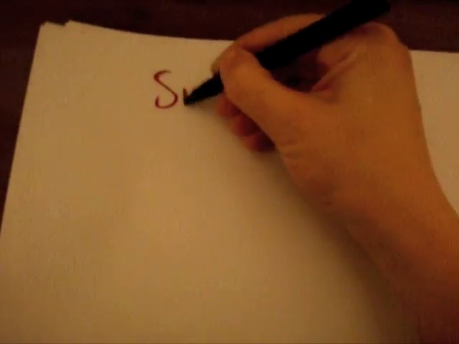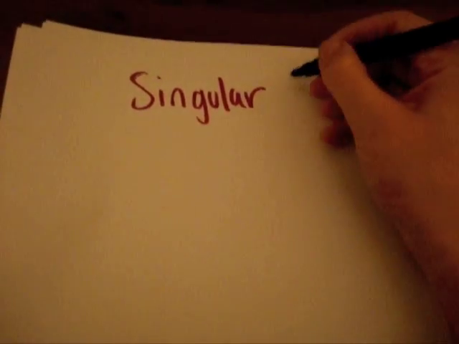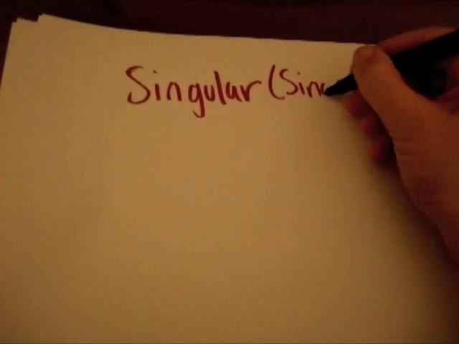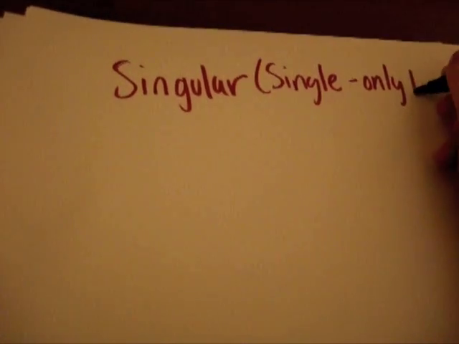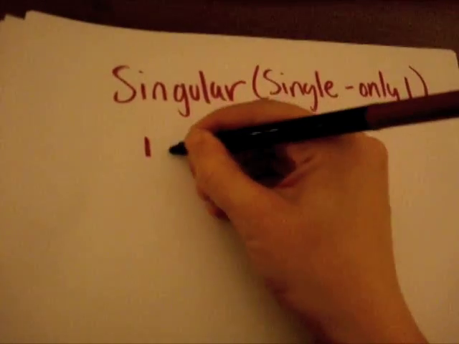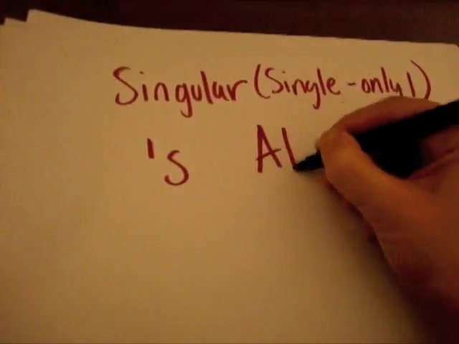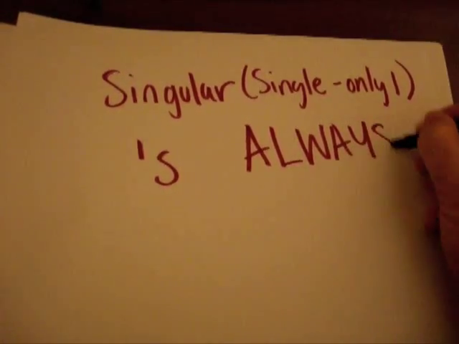There are two times that we use this. We could use it in the singular. Singular from the root single or one. If we're dealing with a singular noun, then we add an apostrophe S always. Always, always, always. Apostrophe S.